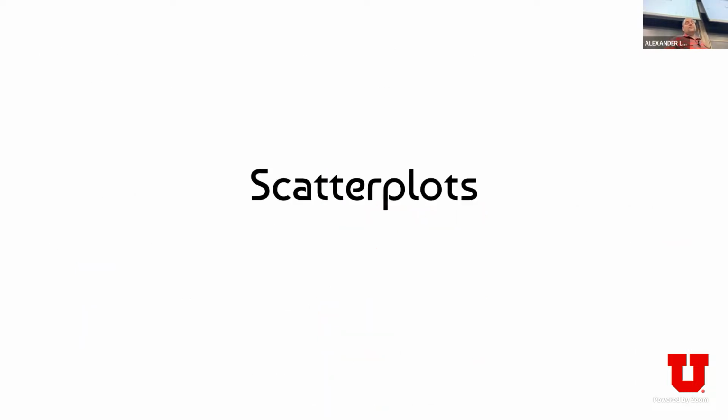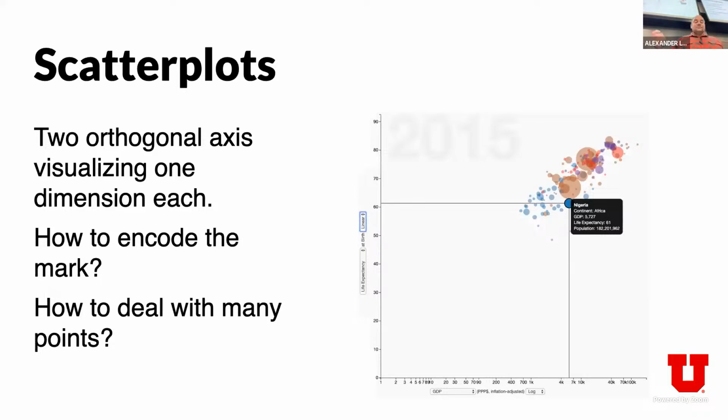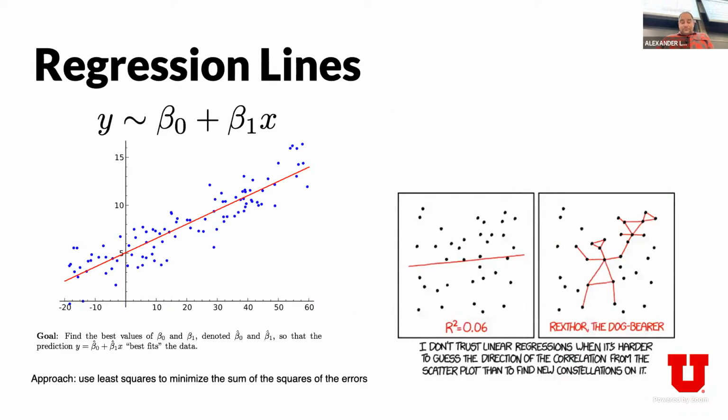But let's dive into scatter plots first. Scatter plots are when you have two orthogonal axes visualizing one dimension each. And the question is really, how do you encode the mark and how would you deal with many points? For the mark, you can choose the mark shape, and then you can choose additional visual variables such as the size and the color, and so on.